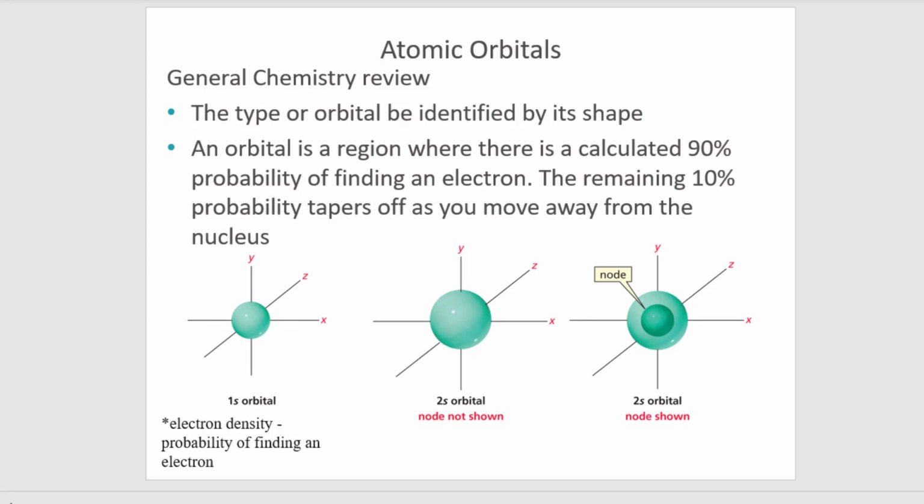The type of orbital is identified by the shape. So this is the shape of an s orbital all the time. An orbital is a region where there is a calculated 90% probability of finding an electron, and the remaining 10% probability tapers off as you move away from the nucleus. So if you have a 1s orbital for an atom, and it also has a 2s, look at the middle diagram. You see the 2s drawn, and inside is the 1s.